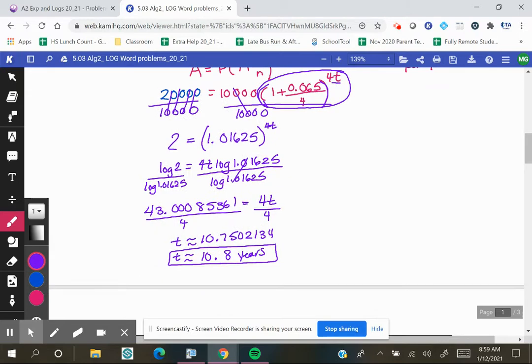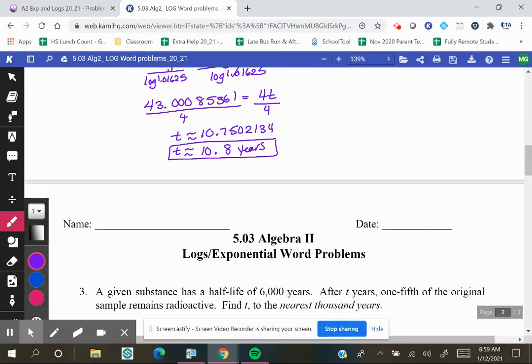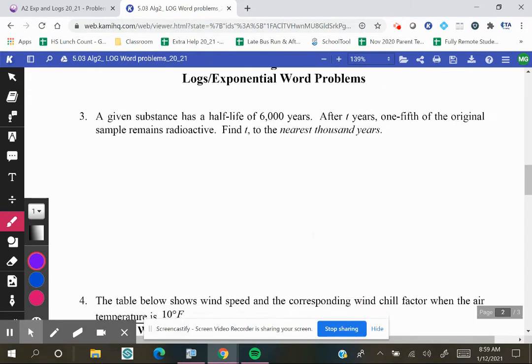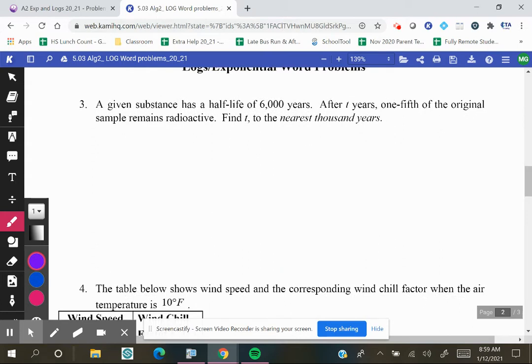All right, and that's it for number 2. Number 3, a given substance has a half-life of 6,000 years. After t years, 1/5 of the original sample remains radioactive. And we're looking for t to the nearest 1,000 years, not thousand, thousand ends in a D. All right, so first of all, I see half-life. So I'm going to write out my half-life formula. Another formula you need to memorize.